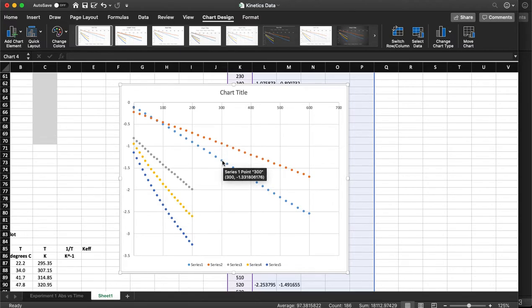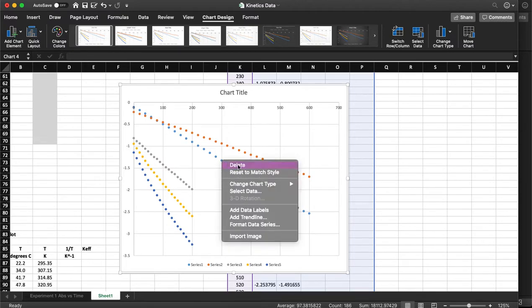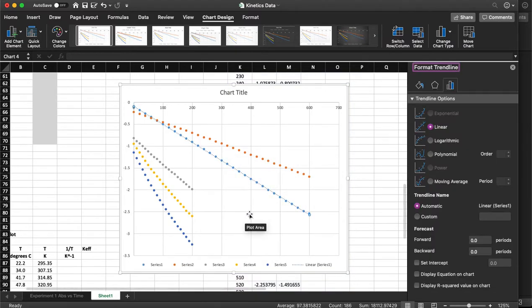So let's say we want to look at this first data set. So here, I've right-clicked on one of the data points out of the blue set of data, the dots. And what I want to do is add a trend line. So I'm just going to tell it add a trend line. It added a very light blue line going through everything. And I have some trend line options over here that popped up for me.